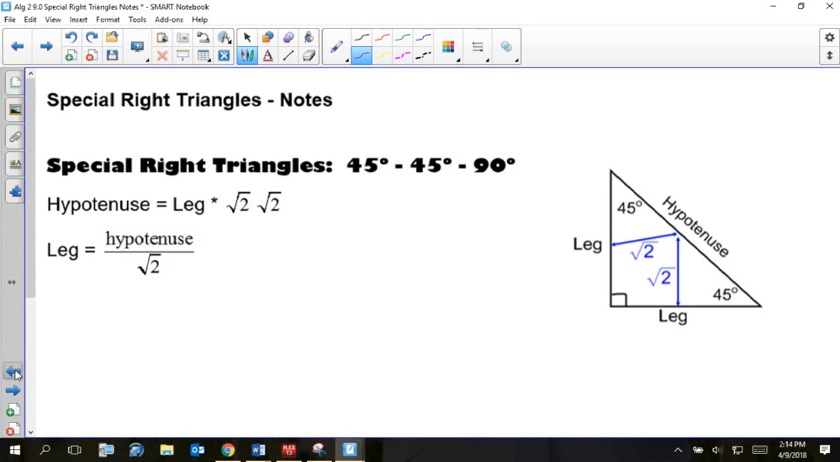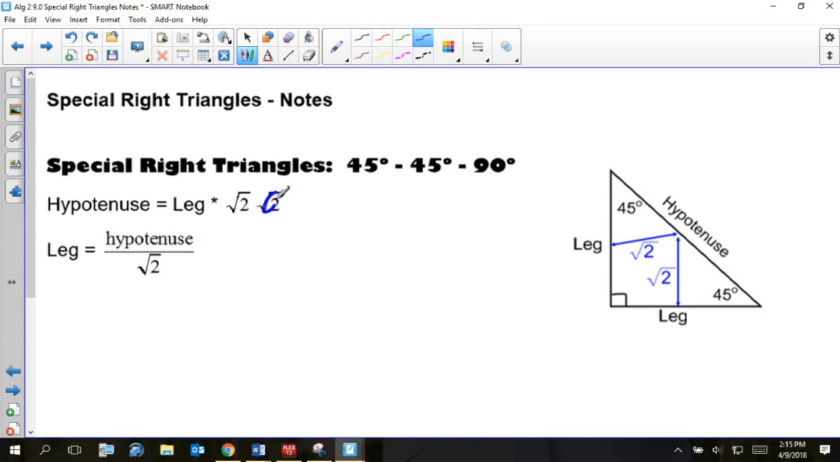Alright, so to get there, we have to know two special right triangles and their side length relationships. We have to know the proportions. These triangles are always going to have the same angles. So the first special right triangle is a 45, 45, 90 degree triangle. 45, 45 are the two smaller angles, and then the big angle is 90 degrees.